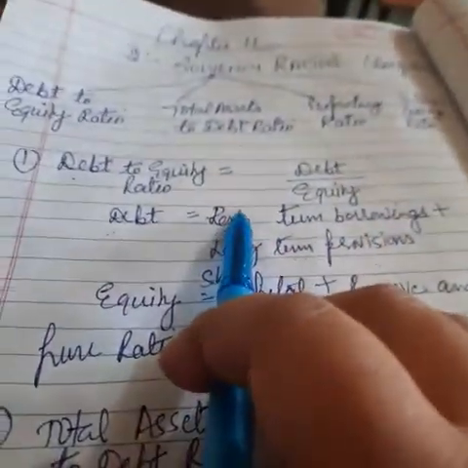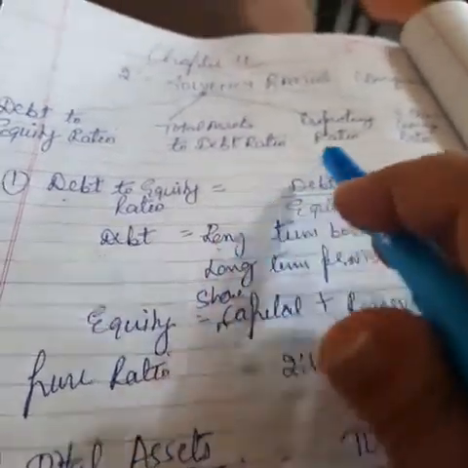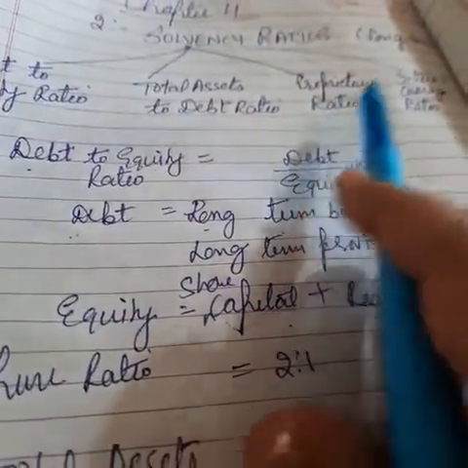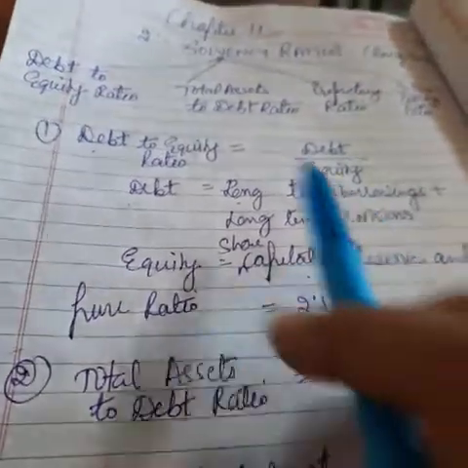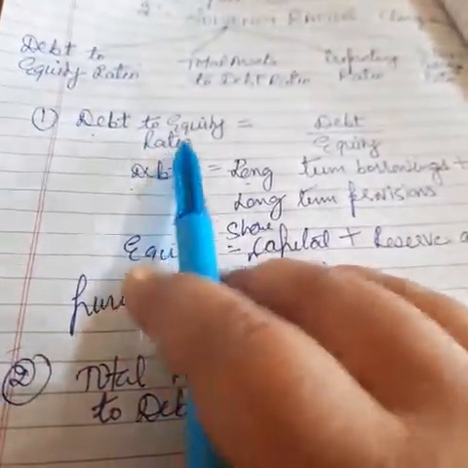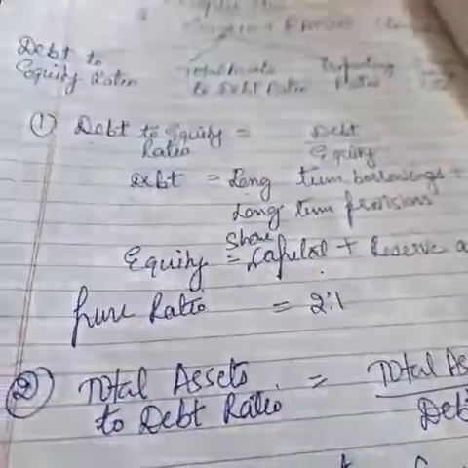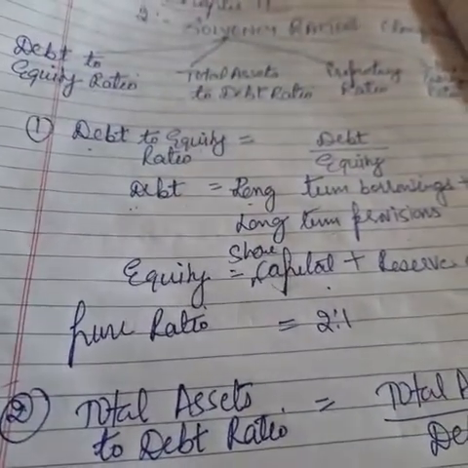So next two ratios we will discuss in our next video. Those are proprietary ratio and interest coverage ratio. So please practice all the questions which are related to debt to equity and total assets to debt ratio, and please send me your queries.